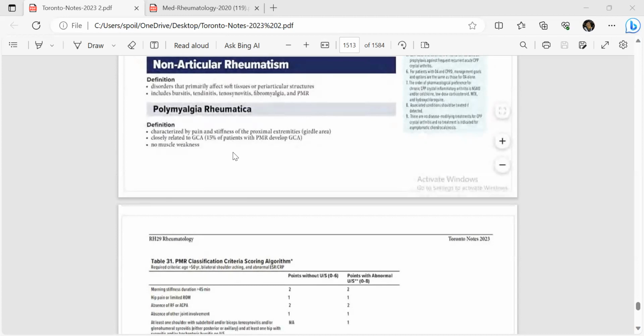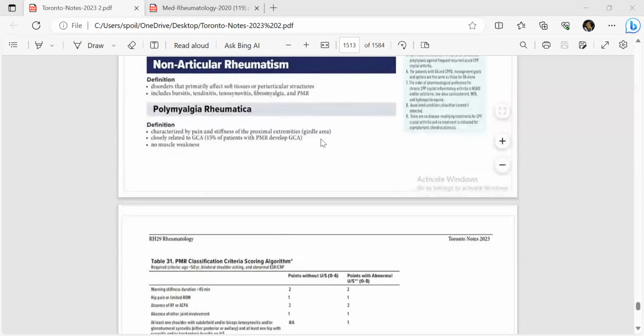Okay, now polymyalgia rheumatica is characterized by pain and stiffness of the proximal extremities, the girdle area. Polymyalgia rheumatica is characterized by what? Pain and stiffness of the proximal extremities. It is closely related to GCA. 15% of patients with PMR develop GCA. Okay, and there is no muscle weakness.